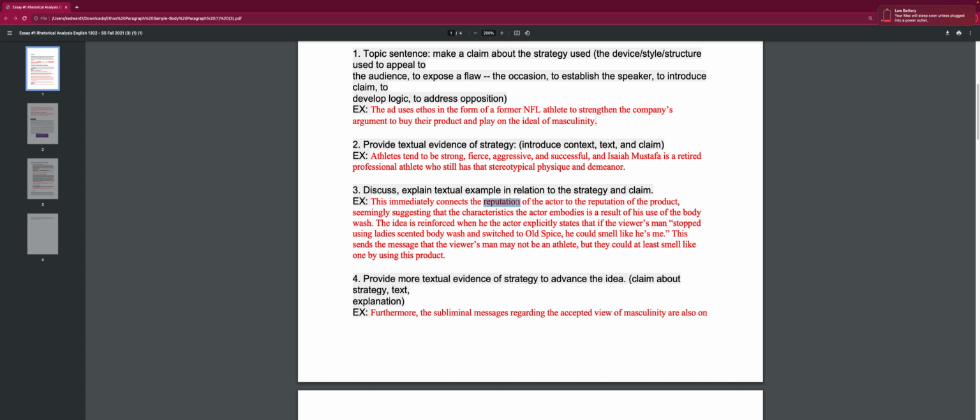So it says that the reputation of the actor is linked to the reputation of the product, seemingly suggesting that the characteristic the actor embodies is the result of his use of the body wash. The idea is reinforced when the actor explicitly states that if the viewer's man stopped using Lady Scented body wash and switched to Old Spice, he could smell like he's me. This message sends the message that the viewer's man may not be an athlete, but they could at least smell like one by using this product.